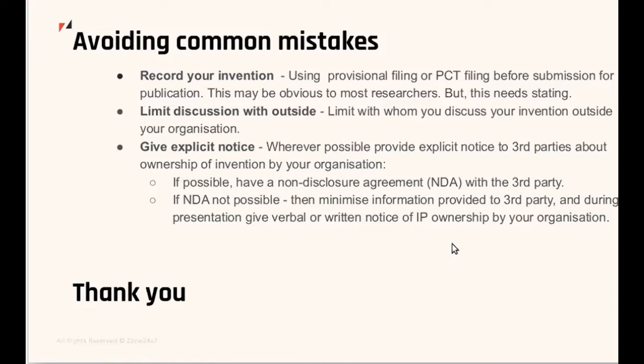Now about giving the explicit notice, I want to talk about that a bit. The best form is to first have a non-disclosure agreement. A non-disclosure agreement effectively explicitly calls out the notice about intellectual property and patent ownership by your organization and the other party. If a non-disclosure agreement is not possible, minimize information provided to the third party, and even if that's not possible, during the presentation, give verbal or written notice of IP ownership by your organization.